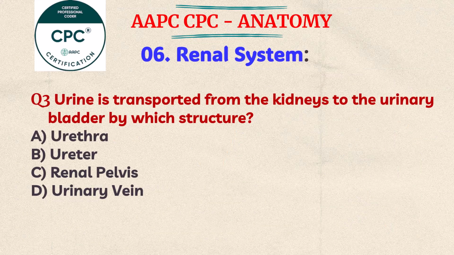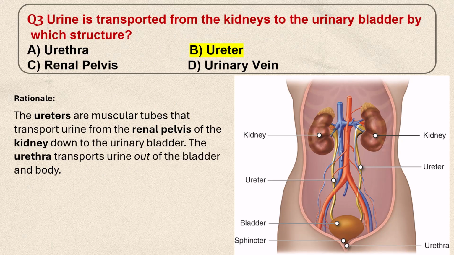Question number 3. Urine is transported from the kidneys to the urinary bladder by which structure? A. Urethra, B. Ureter, C. Renal pelvis, D. Urinary vein. Think the answer. The correct answer is ureter. You can see the kidney is here. The urine produced in the kidney is transported through the ureter to the bladder. From the bladder, it passes out through the urethra. The ureters are the muscular tubes that transport urine from the renal pelvis of the kidney down to the urinary bladder. The urethra transports urine out of the bladder and the body.